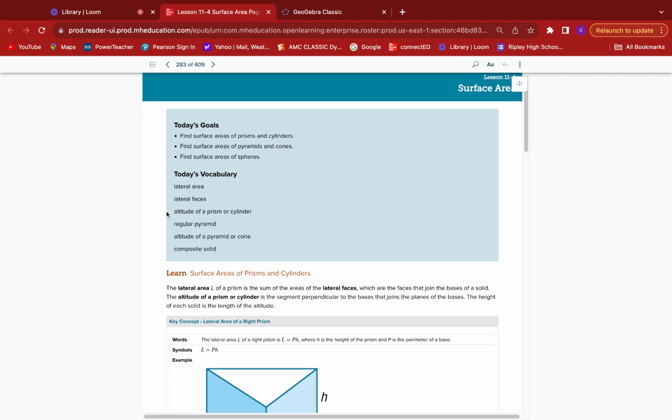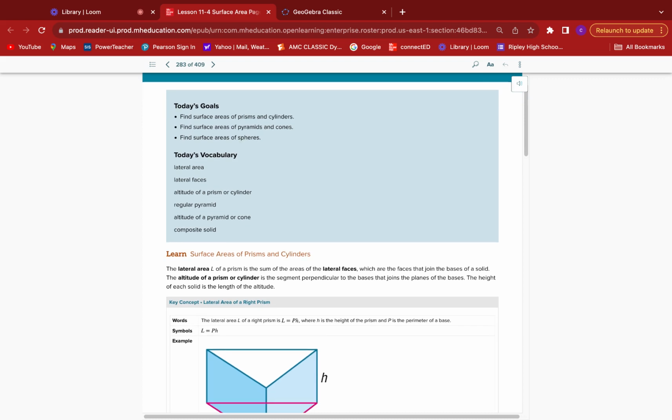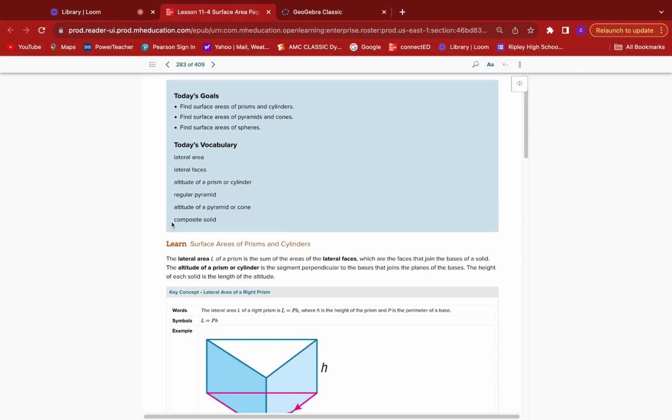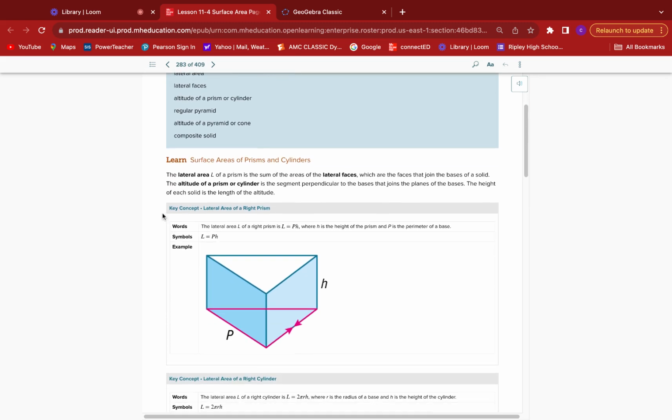We're going to talk about altitude. We're also going to be talking about height and slant height. Those are not the same thing. And we're doing composites as well. That means more than one figure going on, so you have to find the surface area of one, the surface area of the other, and add them together. All right, let's get into it.